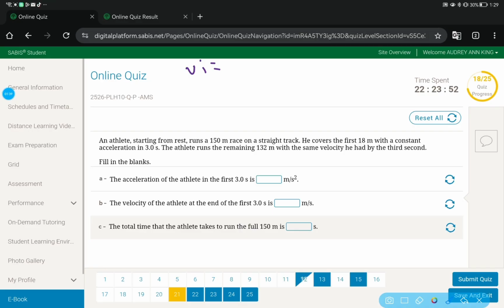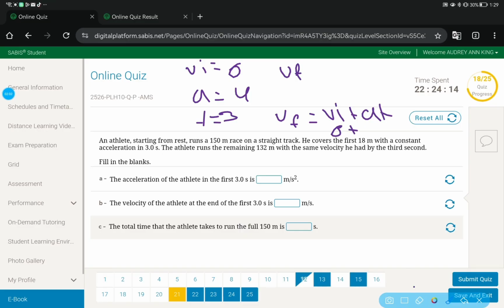So our time is 3. We need to find the velocity final, so we can use the formula velocity final equals velocity initial plus acceleration times time. So the velocity final: you do 0 plus 4 times 3 and you get 12.